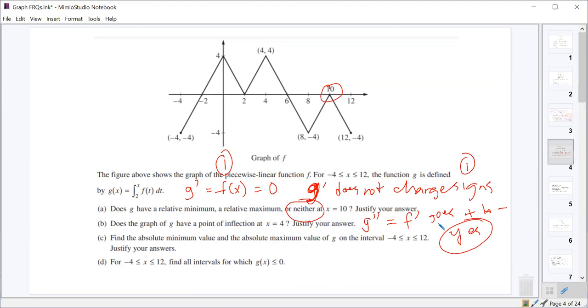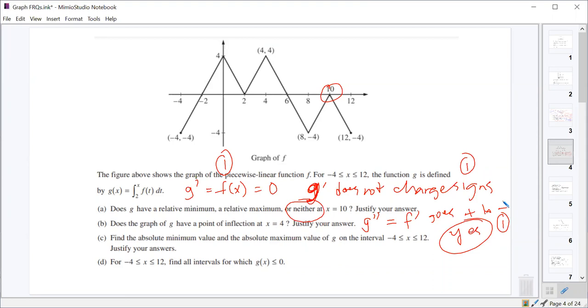So what evidence did you have to show to prove that? Did you just have to say like you said, g double prime equals f prime? It's saying g double prime equals f prime, and f prime goes from positive to negative. And that's plenty of justification. Okay. Yep. And that was also worth 1 point.